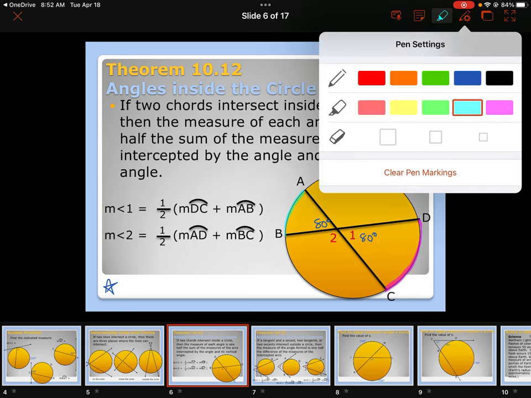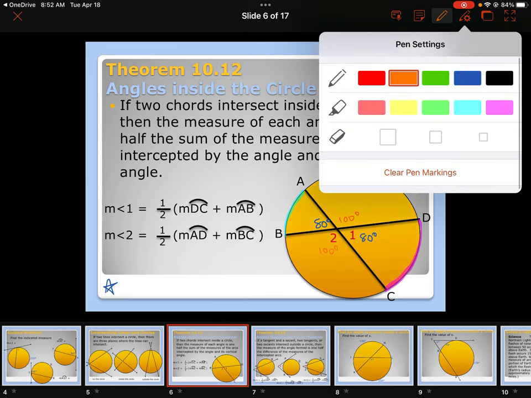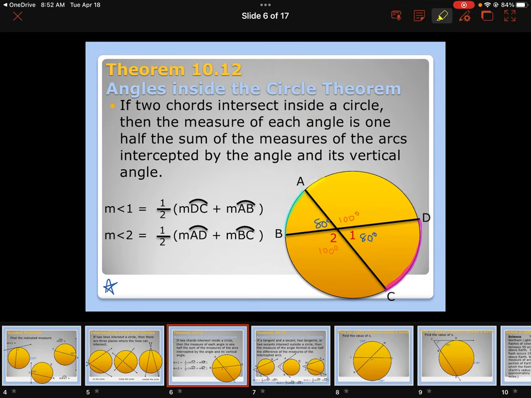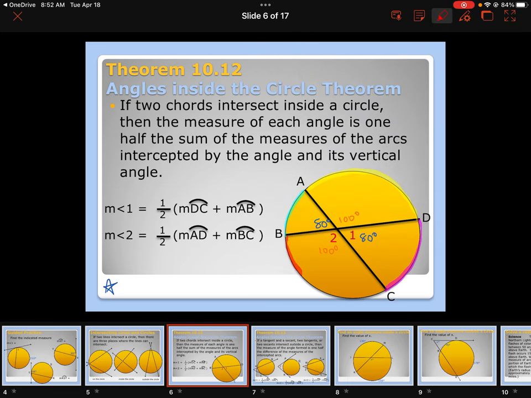Now, likewise, you can do the same thing with this angle. That's got to be 100 degrees. So its vertical angle is also 100 degrees. The arc that's made by that angle and by its vertical angle, if you add those up and divide by 2, if you average them, you would get that 100 degrees. That's all that means, theorem 10.12.